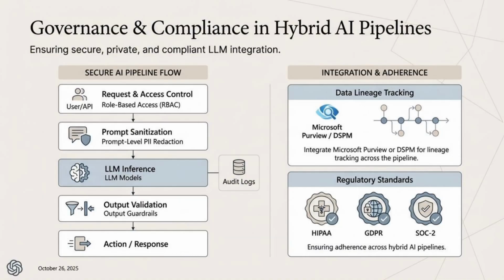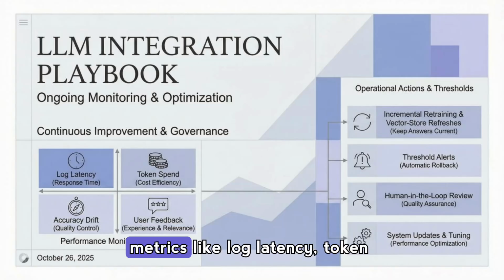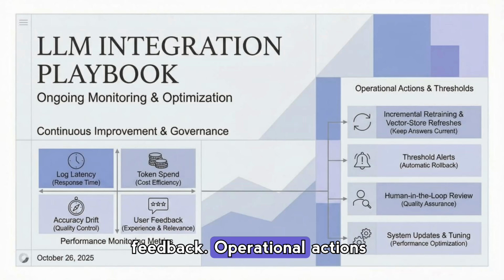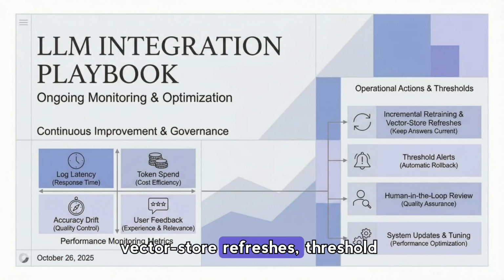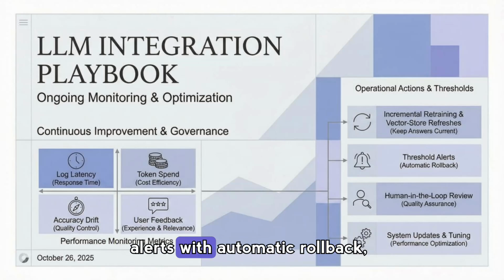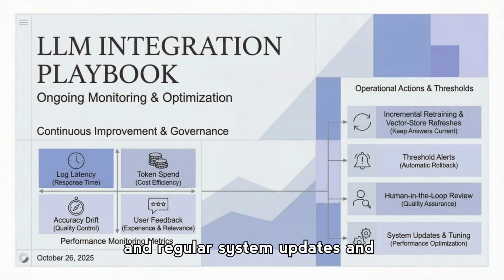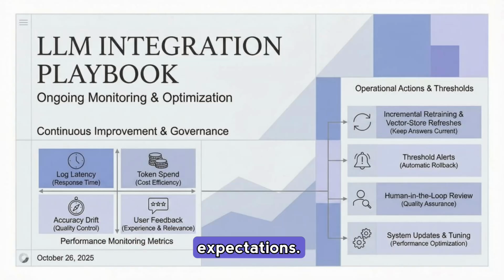Ongoing monitoring and optimization require tracking performance metrics like log latency, token spend, accuracy drift, and user feedback. Operational actions include incremental retraining and vector store refreshes, threshold alerts with automatic rollback, human-in-the-loop quality reviews, and regular system updates and tuning to keep models current, efficient, and aligned with business expectations.